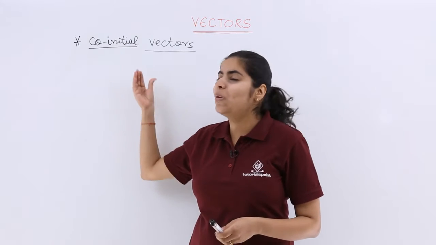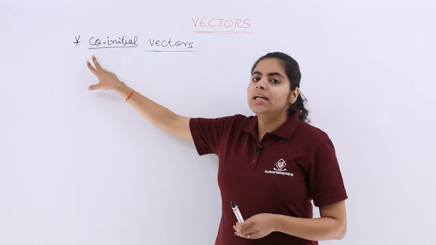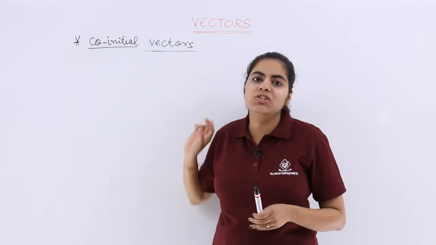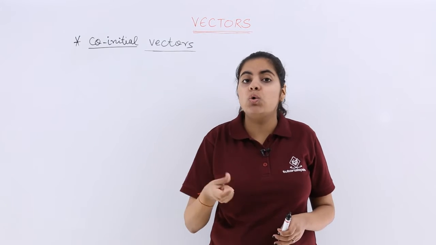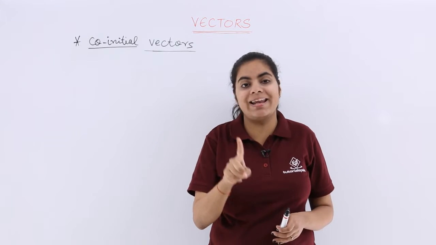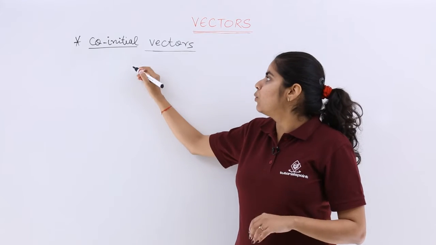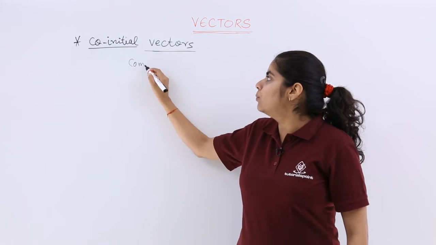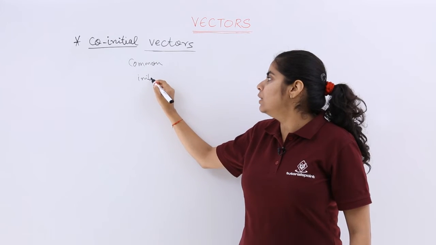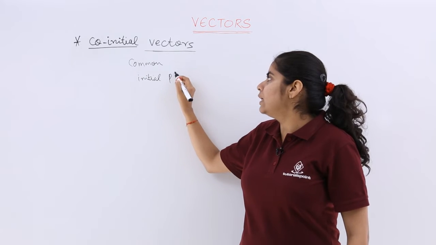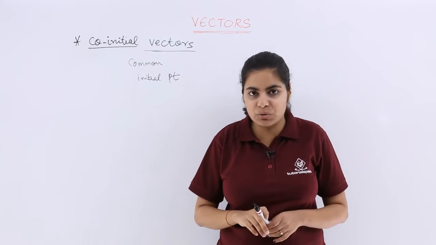What are known as co-initial vectors? Co-initial is actually derived from common initial. Two or more vectors are known as co-initial vectors whose common point is only the initial point. So, two or more vectors having a common initial point are called co-initial vectors. So, that is very important to note.